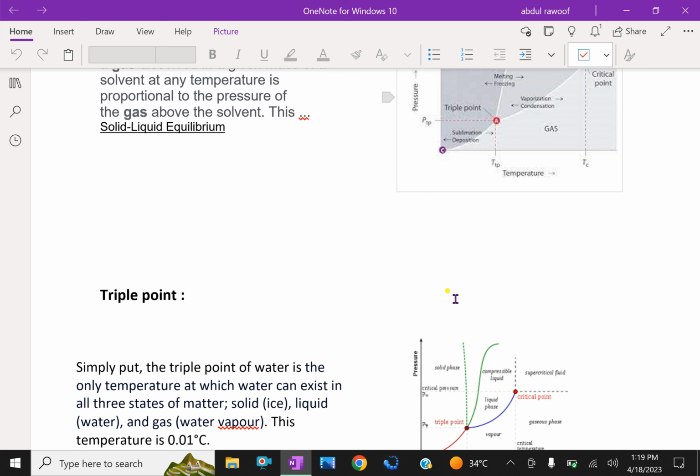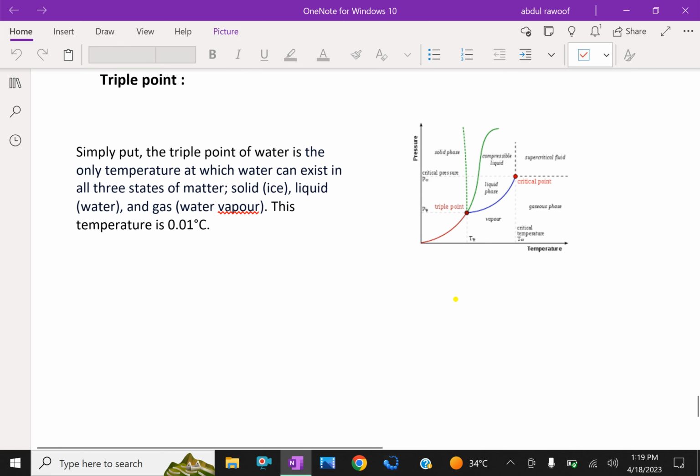Next, here the triple point. Simply put, the triple point of water is the only temperature at which water can exist in all three states of matter: solid, that is ice, liquid water, and gas, water vapor. This temperature is 0.01 degrees Celsius. At this point, water exists in three phases: solid phase, liquid phase, and gaseous vapor phase. This is called the triple point.